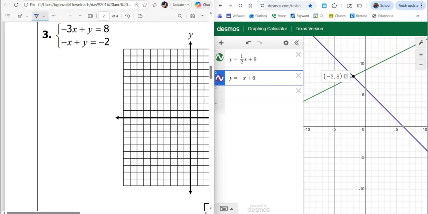So, start with the second one here. If I want to solve for y right here, then I'm going to have to get rid of the minus x. What's the opposite of minus x? Yeah, plus x.